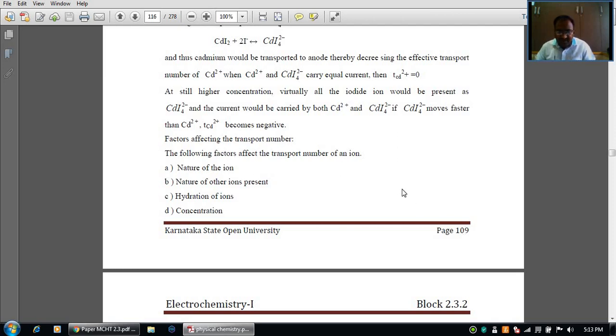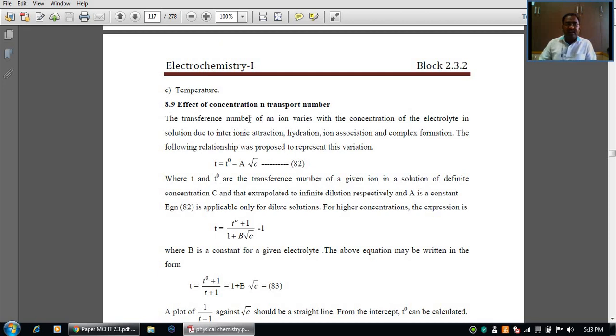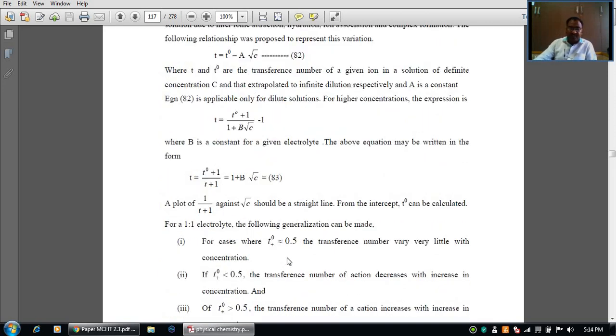What are the factors that affect the transport number of ions? One is the nature of the ion, the nature of other ions present, hydration of ions and concentration of ions, and finally temperature. These are all important factors regarding the transport number of an ion. And the effect of concentration on transport number: the transport number of an ion varies with the concentration of the electrolyte in the solution due to inter-ionic attraction, hydration, ion association and complex formation. These are the important criteria to explain the effect of concentration on transport number.